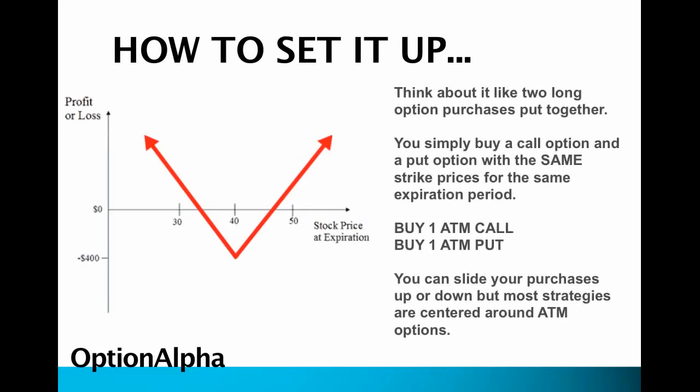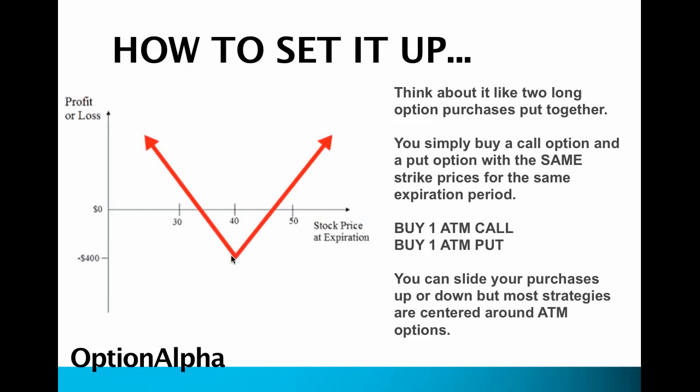Now, how to set this up, again, is very easy. Think about it like purchasing two long options and just throwing those two options together. So all you're going to do is simply buy a call option and a put option with the same strike price for the same expiration period. So in our example, we're going to buy one at the money call at a 40 strike, and we're going to buy one at the money put at a 40 strike as well. So again, that same strike price, and that's where the option payoff diagram really pivots, right at 40. So we're going to buy an option here and buy an option there.